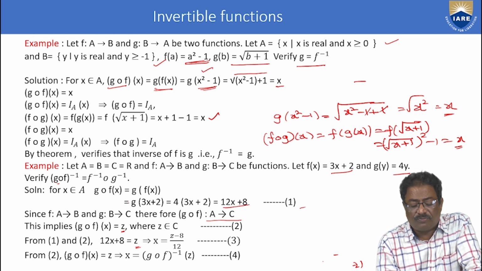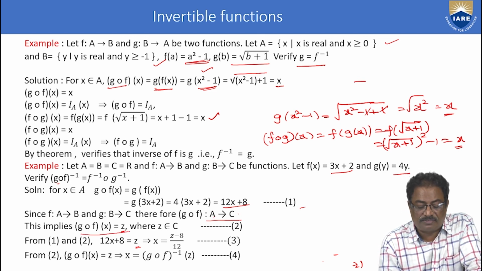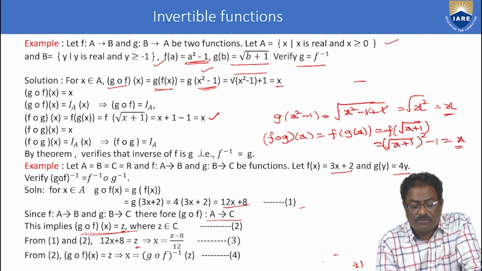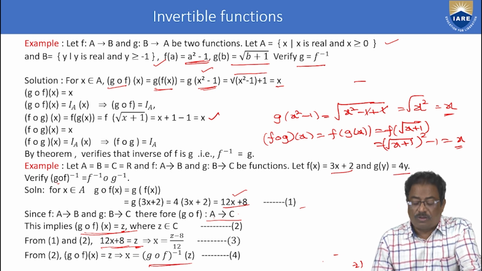So now g of f is defined from A to C. I have to consider one element in A. So g of f of x is equal to the image in C. What is g of f of x? It is given already, we already proved it: 12x plus 8. 12x plus 8 is equal to z. So from this I am going to calculate x. x is nothing but (g of f) whole inverse.